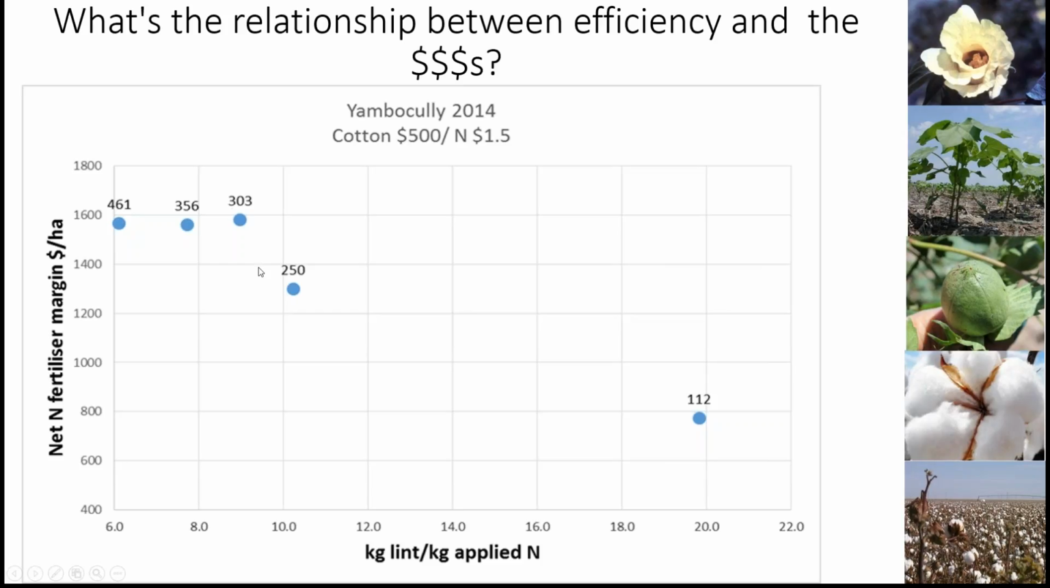These numbers at the top here are the rates that were applied, and you can see as we go lower in the rates, the efficiencies become higher. At the most economic rate, this is the net fertiliser margin that was calculated. This wasn't meeting the efficiency guidelines. So that gap there suggests that there may be some limitations, or some opportunity to improve the economics and the efficiency by understanding what's causing the gap between the economic optimum and the efficiency optimum that we're looking for.